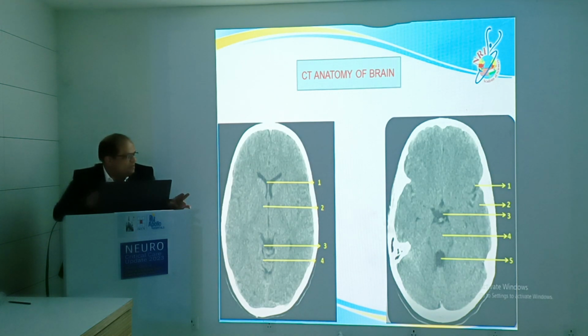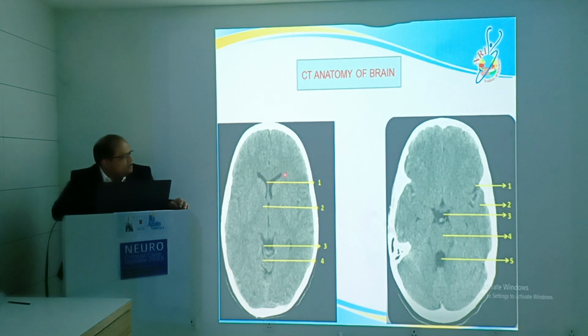So both these things: infarct on the CT appears hypodense, and blood in the parenchyma appears hyperdense. Can you kindly mention the parts here? The one is, yes, the anterior horns of the lateral ventricle.